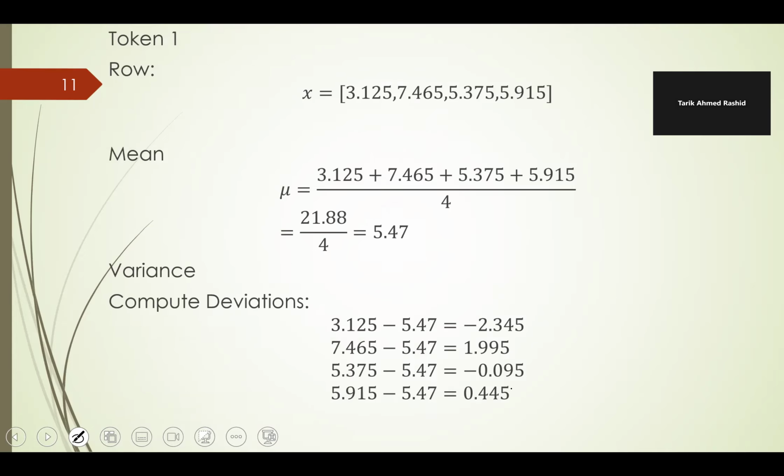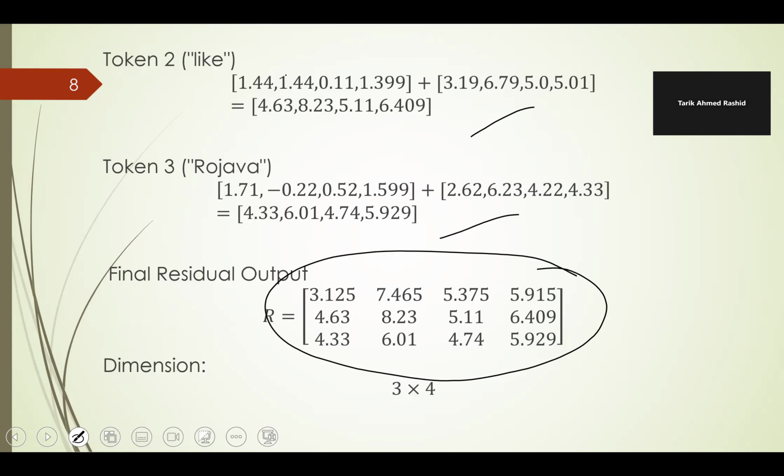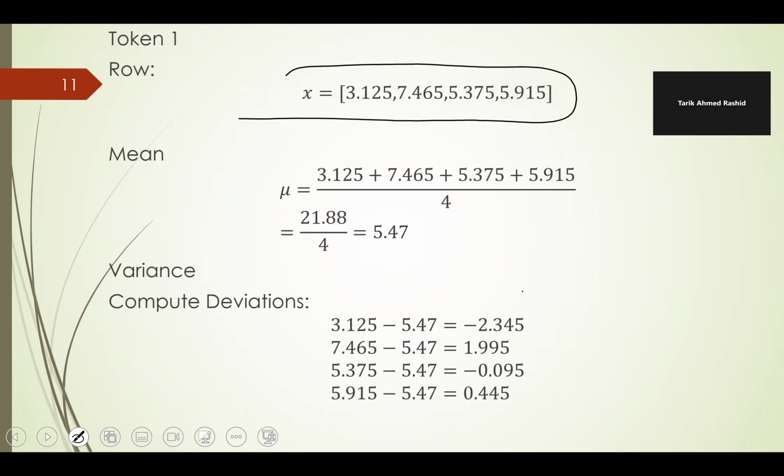Now let's do the first row, this one, 3.125. We got this from here, the residual. So we add this to this and this and this. Let's do it for the first row. We add this, this, and this, and divide by 4 because there are 4 samples. Okay, and then we get mu.